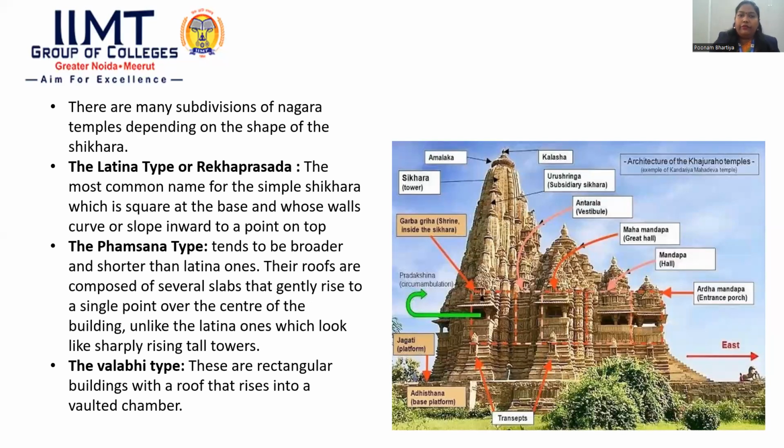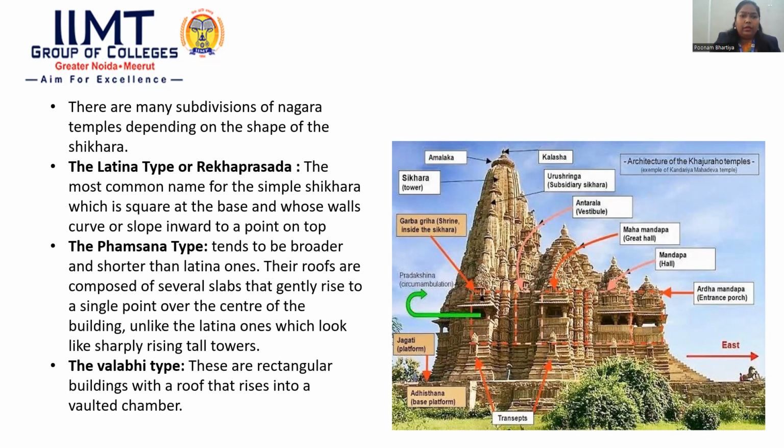Many subdivisions of Nagar temples depend on the shape of the shikhar or tower. There are three types based on the different structure of the tower in Nagar style of temple architecture. First type, the Latina type or Rekha Prashad, the most common name for the simple shikhar, which is square at the base and whose walls curve or slope inward to a point on top. So this is basically a square-shaped base, and it is basically curved and simple.